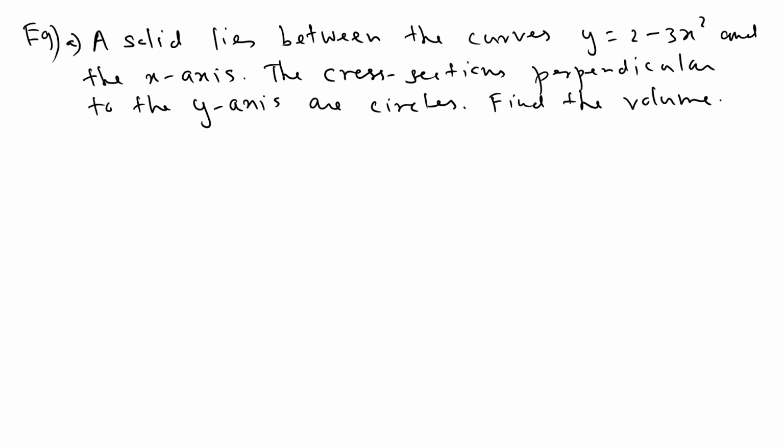So this problem has two parts. The first one says that a solid lies between the curve y equals 2 minus 3x squared and the x-axis. So one is the upside down parabola and the x-axis, and there's a solid between the two.